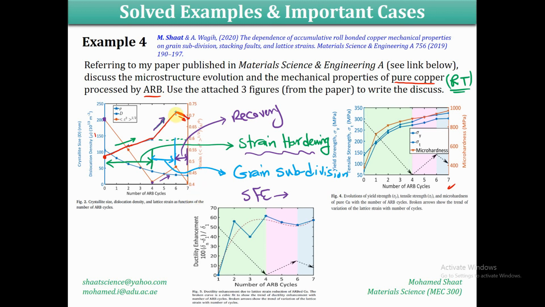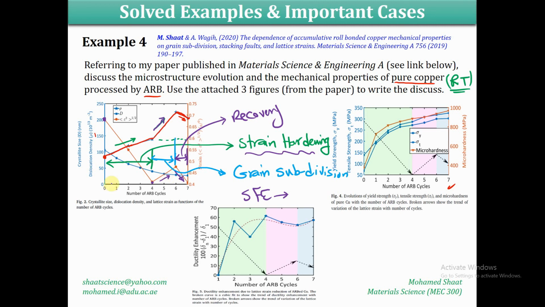Then between the 6th and the 7th cycle, the last cycle, we end up with a recovery and a slight decrease in the dislocation density, and in the meanwhile a decrease in the lattice strain, which indicates a recovery. As we explained, the recovery indicates a relief in the residual stresses, a relief in the lattice strain. We end up with a decrease in both the lattice strain and the dislocation density, and this is what we typically obtain in this figure. Make sense?